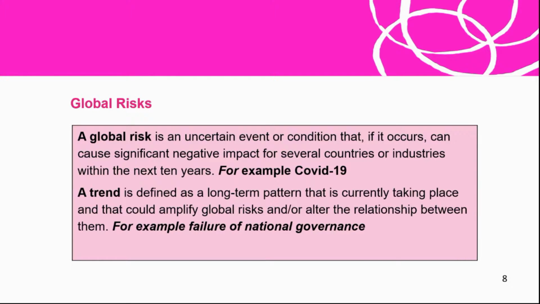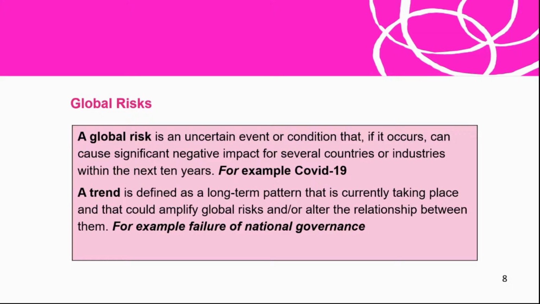And a trend is defined as a long-term pattern that is currently taking place and that could amplify global risk and or alter the relationship between them. An example is failure of national governance. A lot of countries who have poor national governance are struggling to manage the COVID-19 pandemic. All right, so that's a global risk and that's a trend.